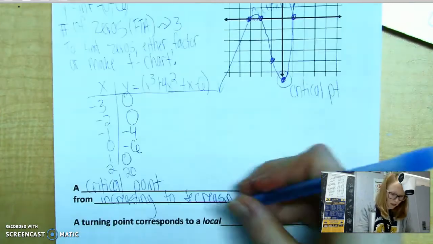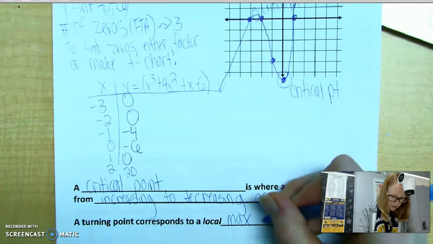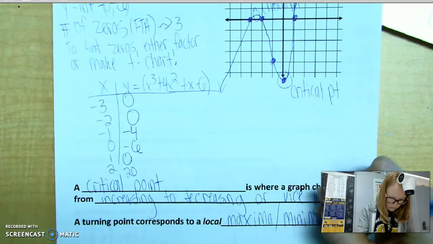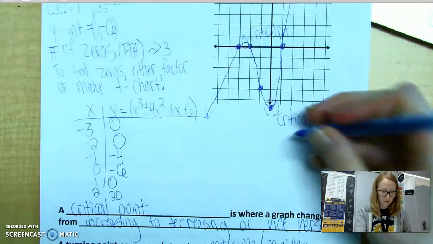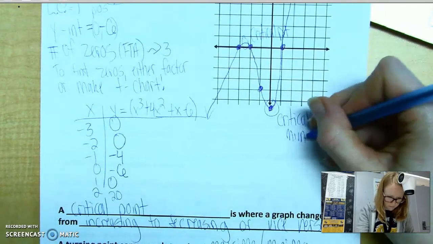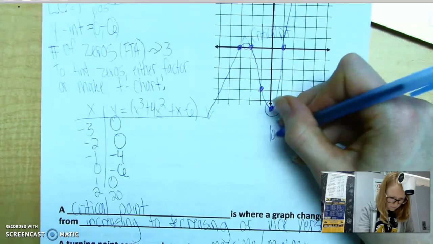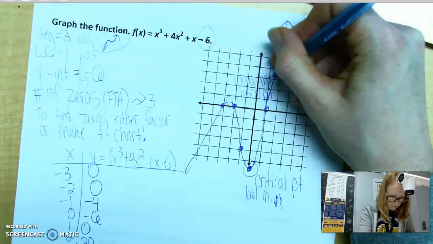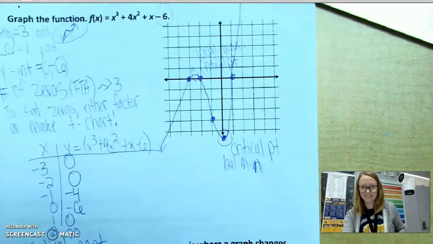That is technically called a local maxima or minima. So it looks like a minimum, it's a local minimum. And then it might look like a local max. All right. Good luck on your homework.